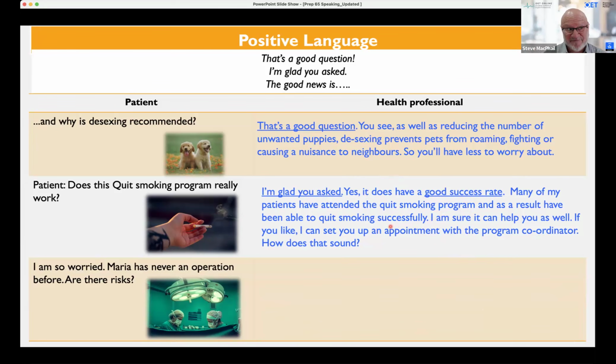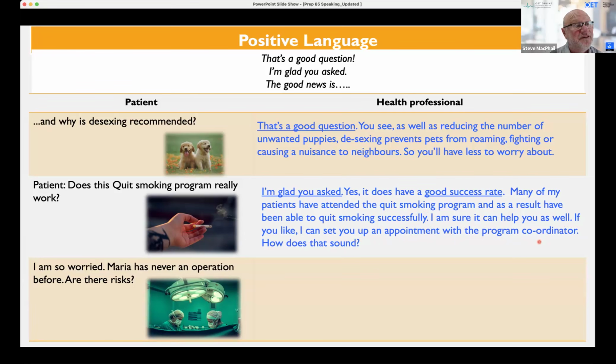So for that, you can expand and you can say that you've done this program before and that it is successful. Because in real life, this would be the case. So you're acting. And I like this bit. If you like, I can set you up with an appointment with the program coordinator. That's practical because in the real world, that's what you would do, right?